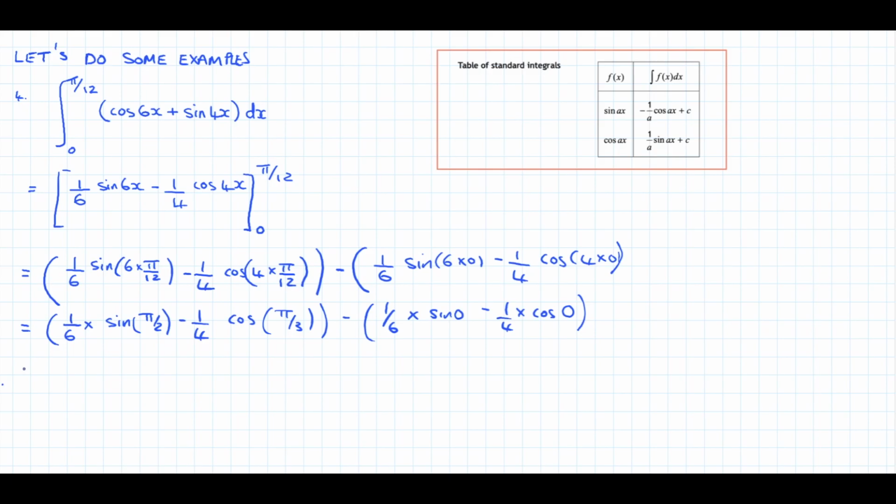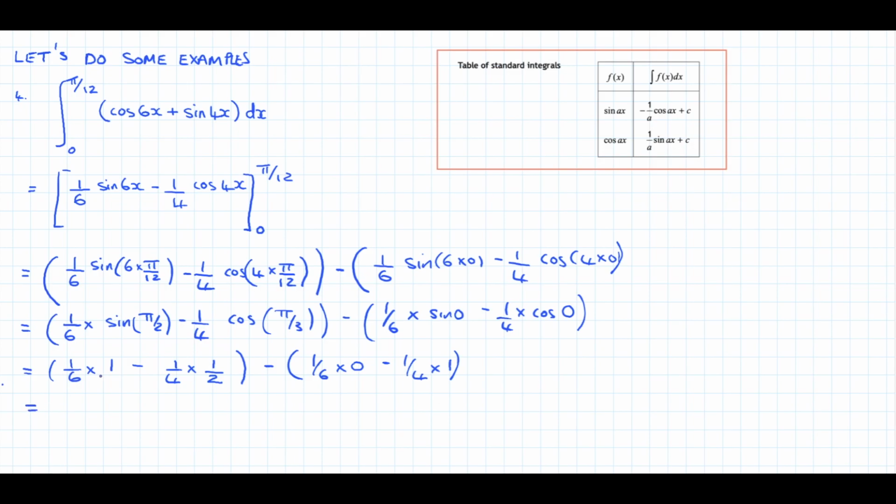Okay, let's put our values in now. That would be 1/6 times the sine of pi by 2, sine of 90, which is 1, minus 1/4 times the cosine of 60, which is a half, cosine of pi by 3. If you want to think of 60 in your head, that would be minus a half. And then let's do the next bracket. 1/6 times the sine of 0 is 0, minus 1/4 times the cosine of 0, and the cosine of 0 is 1.